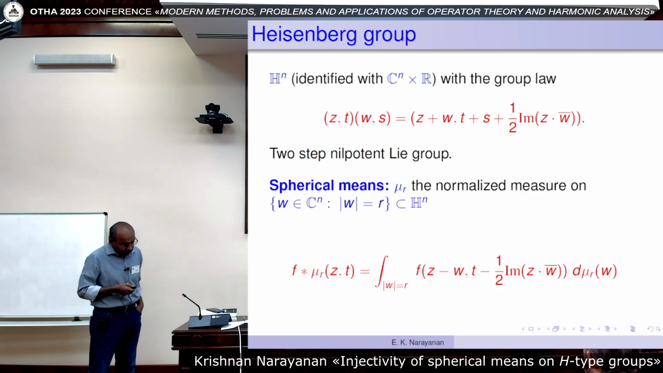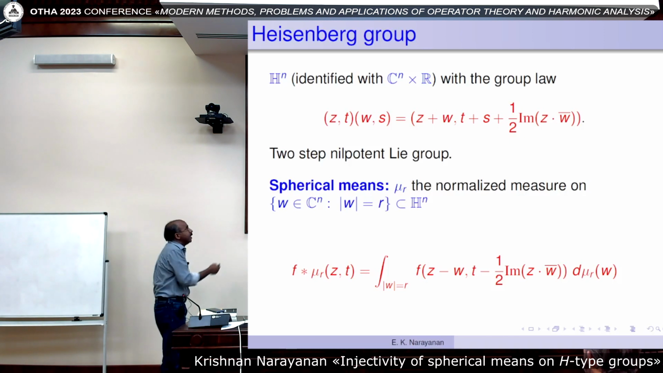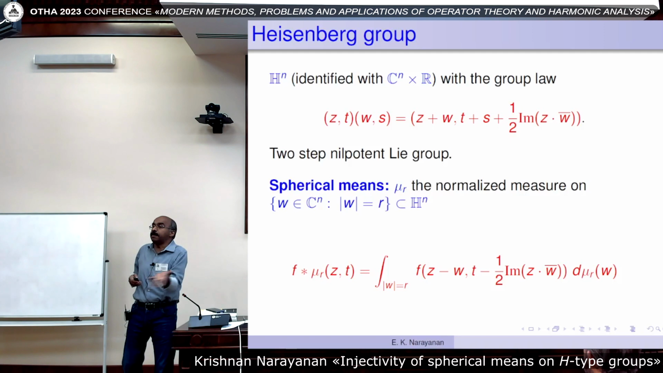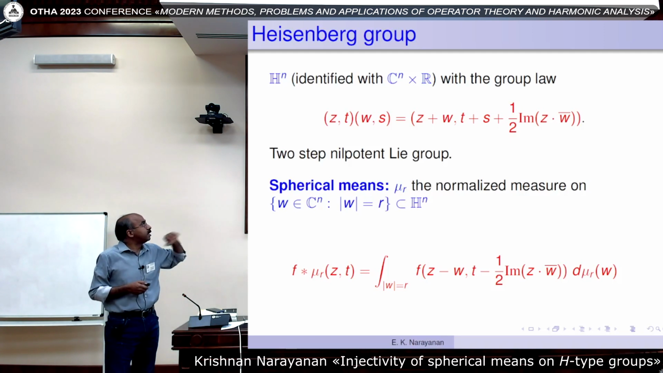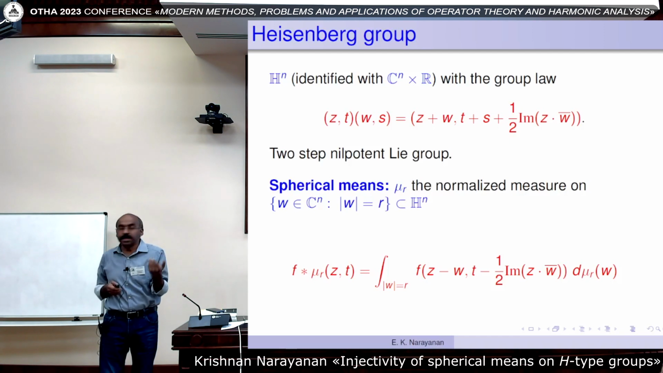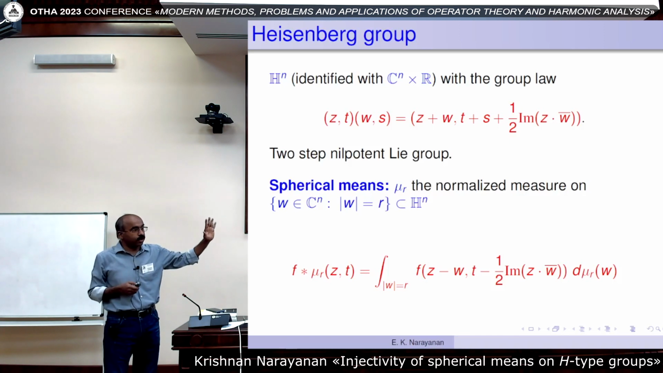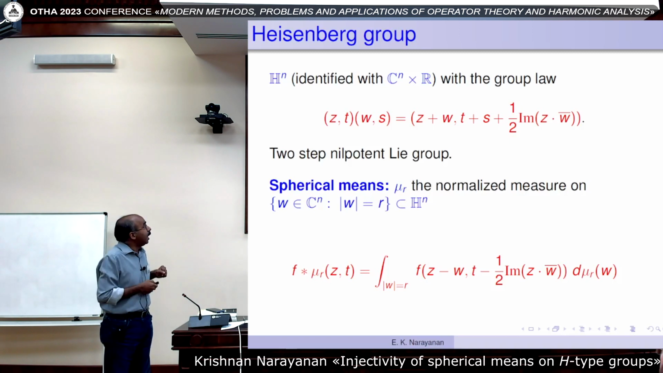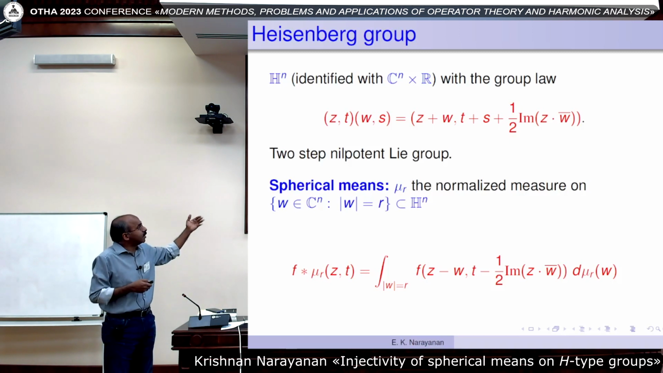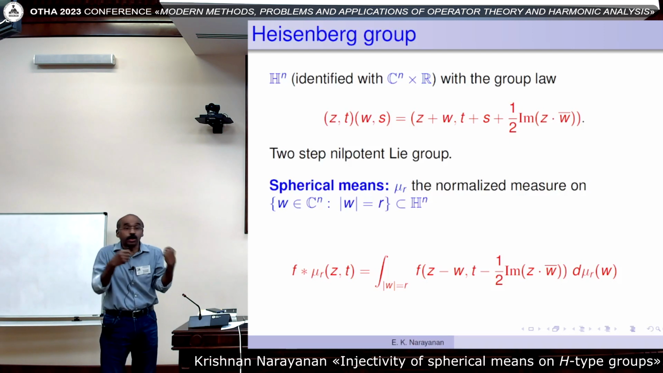So it's a two-step nilpotent Lie group, and we define the spherical mean. You look at the sphere in the Cn part, and let's say mu r is the normalized surface measure on the sphere in the Cn part of radius r. Think of it as a measure sitting inside the Heisenberg group. It has no mass on the center, no mass on the real line part, and then you look at the average of F over that. But now you are convolving in the Heisenberg sense, the convolution on the group.